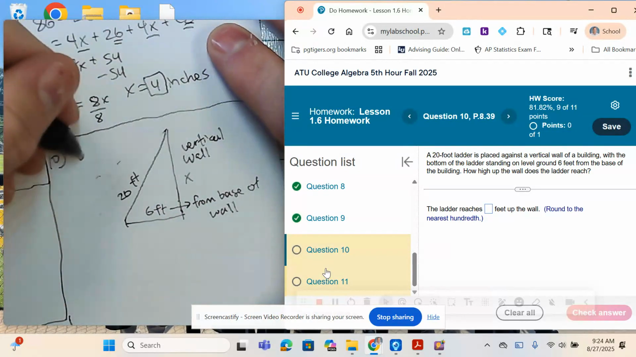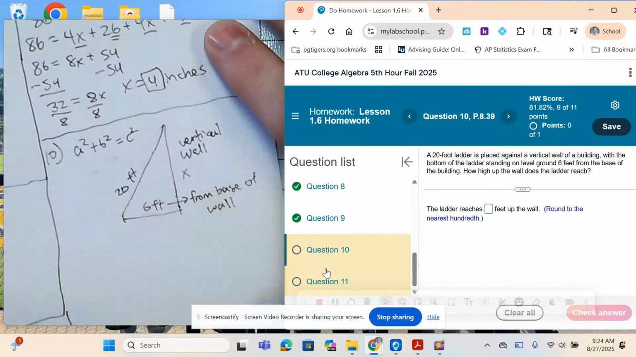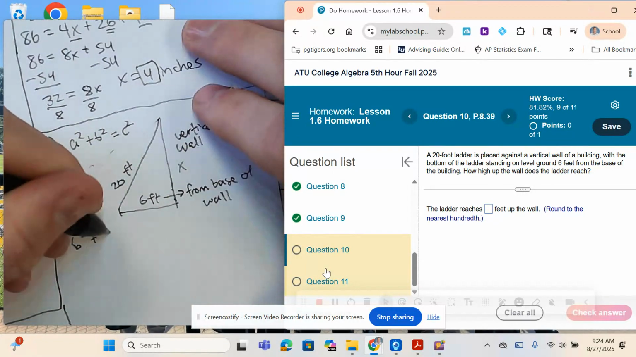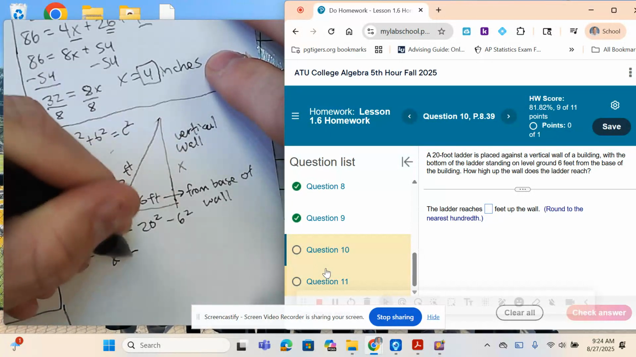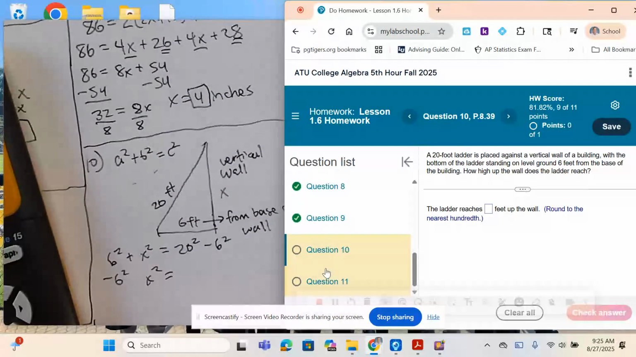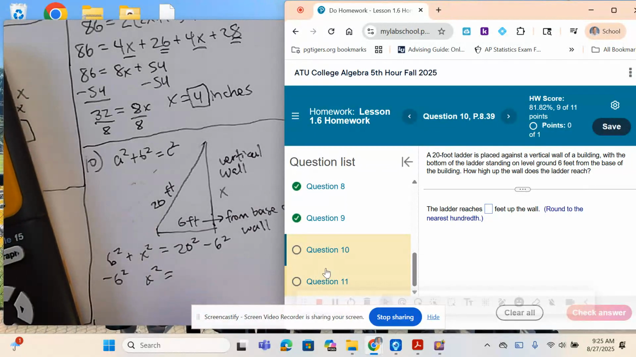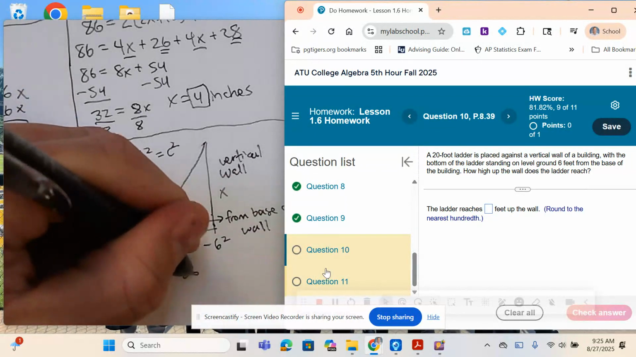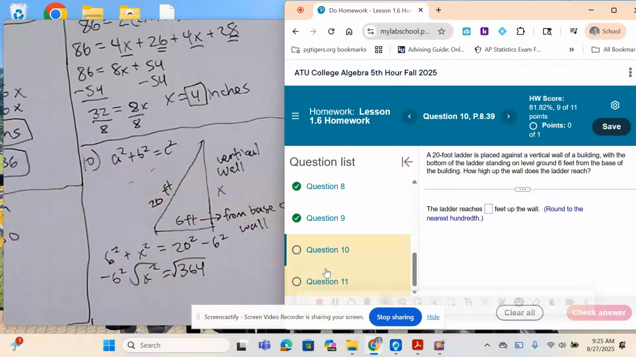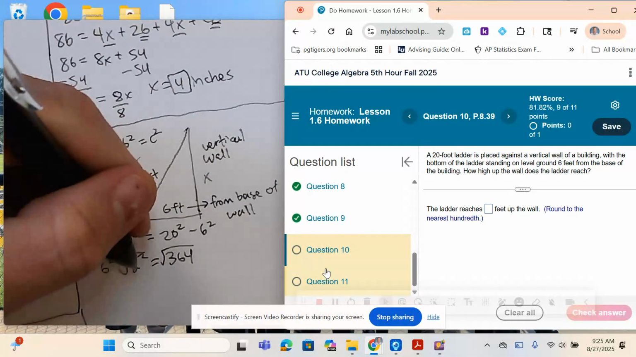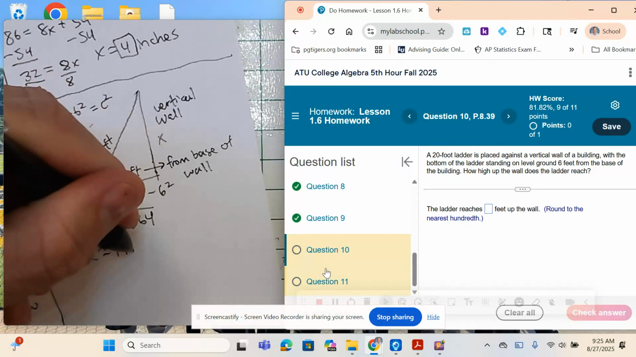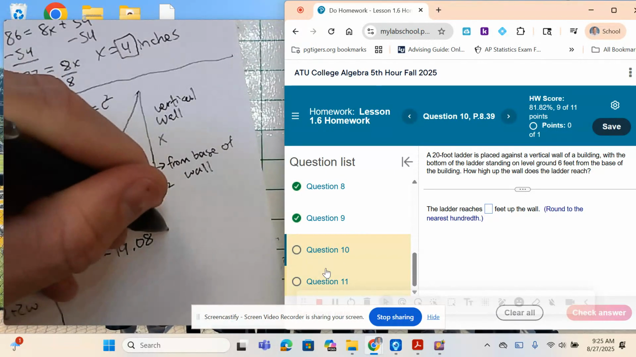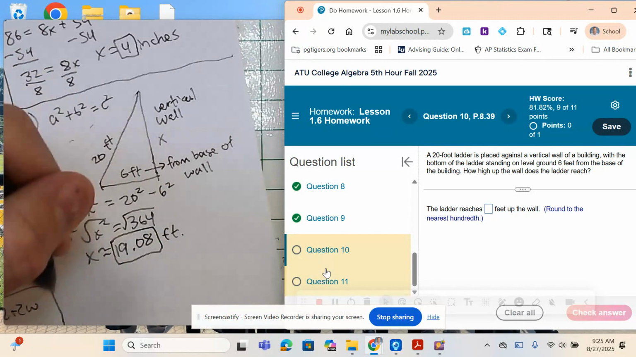I'm going to use the Pythagorean theorem. So a squared plus b squared equals c squared. So I'm going to do 6 squared plus x squared equals 20 squared. I'm going to subtract 6 squared. So x squared equals 20 squared minus 6 squared, which is 364. Square root. Is that a perfect square? It is not. Now, how do they want me to round here? Nearest hundredth. So you're going to type that in your calculator. We've not been simplifying radicals. So make sure you round correctly there.